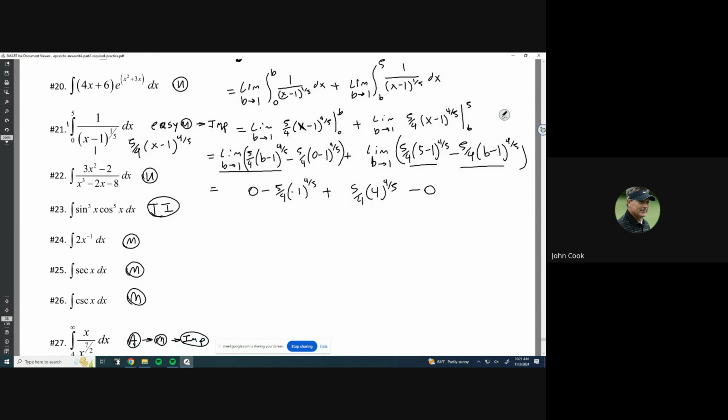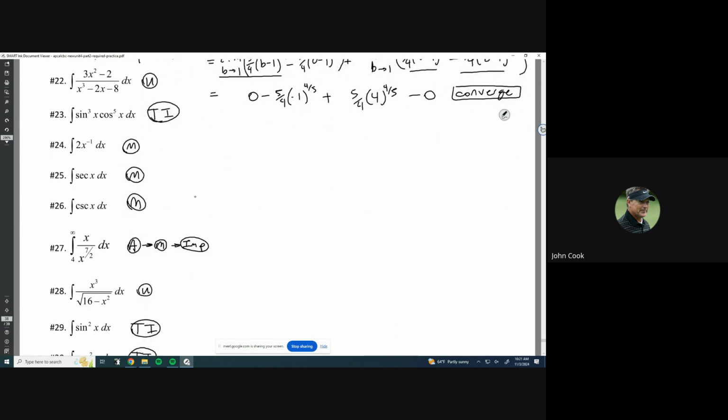And that means that this thing does converge. And this is what it turns into, whatever all that stuff adds up to. I don't really care what it actually does add up to, but you know that's your answer right there. Okay, that's number 21. 27 is next.